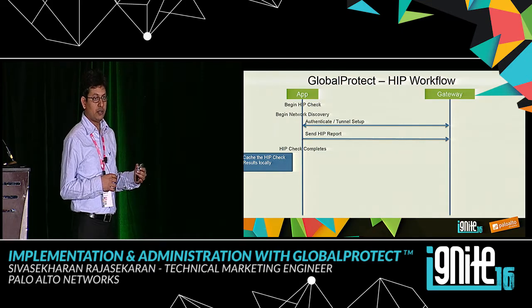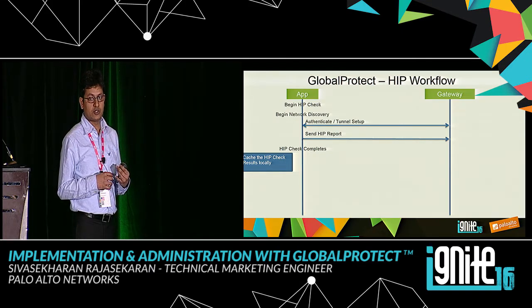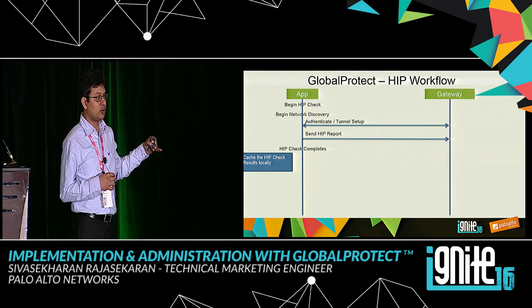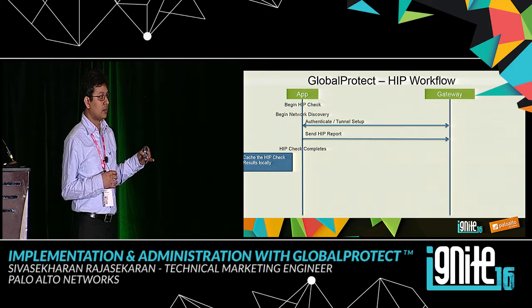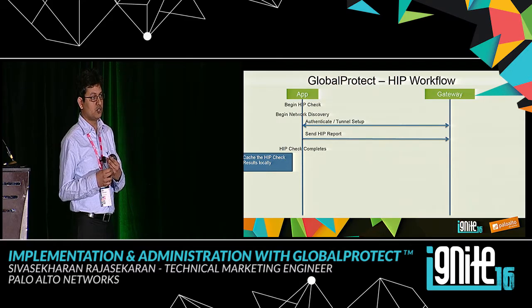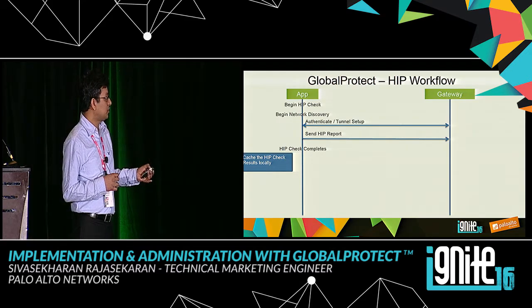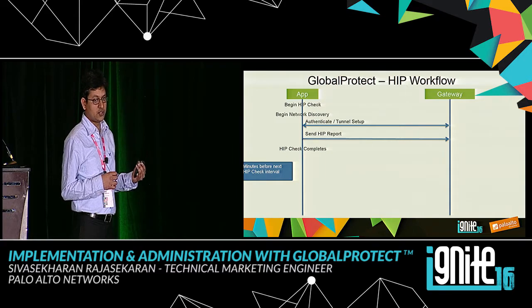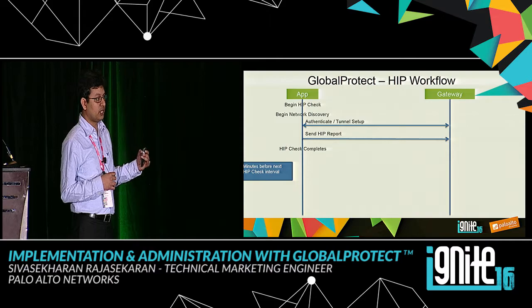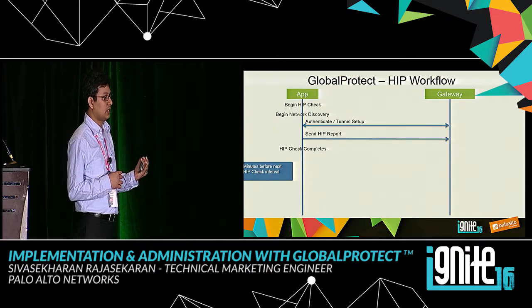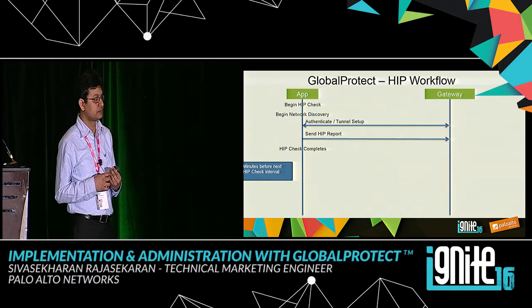As I said earlier, HIP check is something which could be a time-consuming process. So what the GlobalProtect agent does intelligently is, based on how much time it took last time, and since we know that it is always going to take longer, minutes before the HIP check interval kicks in, the GlobalProtect agent would start to do the HIP check. This would give enough time for the GlobalProtect agent to collect all the information about the endpoint.